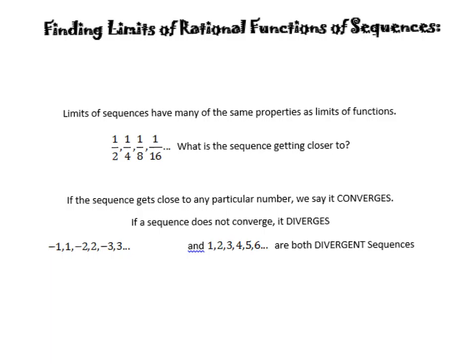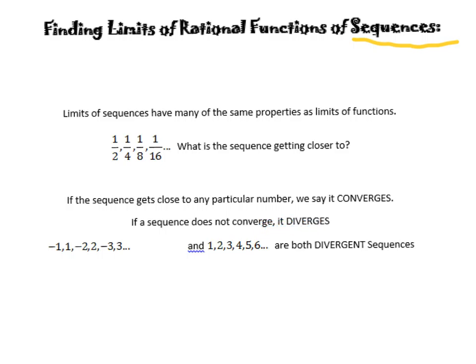So, finding limits of rational functions of sequences. We did sequences already, and we kind of talked about them. Your limits of sequences have many of the same properties as the limits of functions. So for example, if I have 1/2, 1/4, 1/8, 1/16, they're getting smaller and smaller. I want to know, what is the sequence getting closer to? It's getting closer to 0. So if the sequence gets closer to a particular number, we say it converges. We talked about that last unit. If the sequence does not converge, meaning they get bigger and bigger, it diverges.